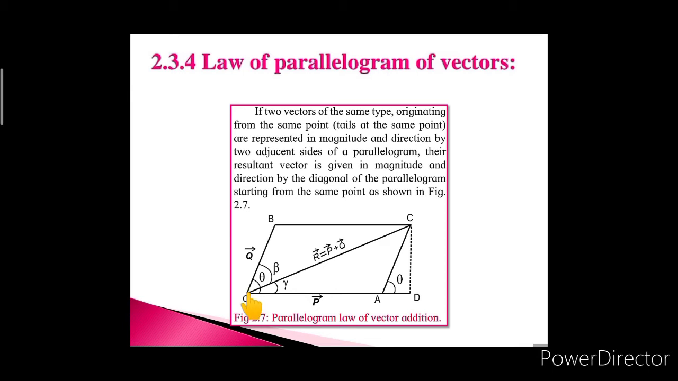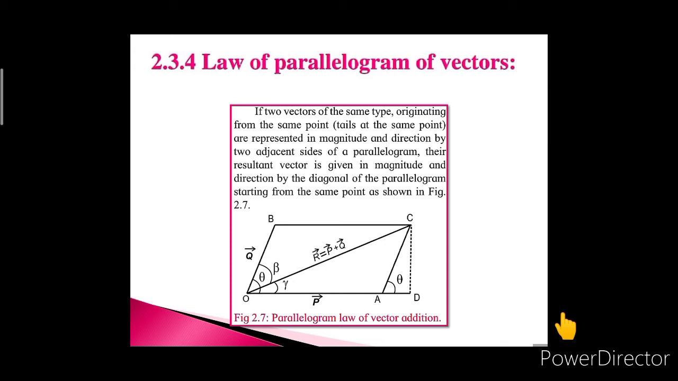So here we can say that when two vectors of the same type originate from the same point, as in this diagram from the point O, and are represented in magnitude and direction by the two adjacent sides of the parallelogram, then the resultant vector, given in magnitude and direction by the diagonal of the parallelogram, starts from the same common point. So this is the law of parallelogram of vectors.